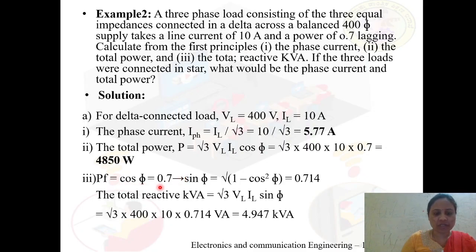Power factor is cos phi, and they have given it as 0.7. So the reactive power is root 3 VL IL into sin phi, and the active power is root 3 VL IL into cos phi. So let us find sin phi first. Sin phi is the square root of 1 minus cos square phi. By using that, we can find the reactive component value as 4.947 kVA.